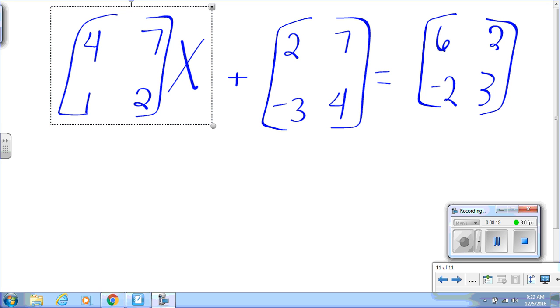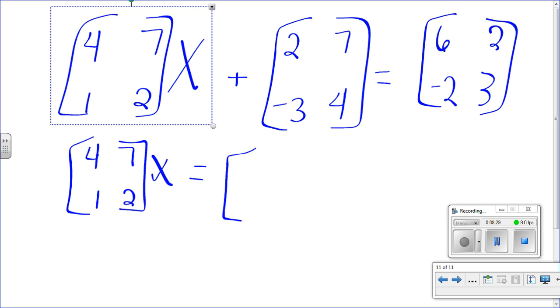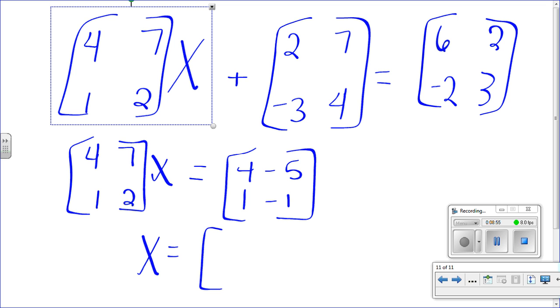So first of all, I need to subtract all this, right? Let me rewrite this. 4, negative 5, 1, negative 1, right? Yep. Okay. So then these are the two that get multiplied together. The inverse of this one times this one. Right? Okay, so what does x equal? 1, negative 2, 0, 1. That is correct.